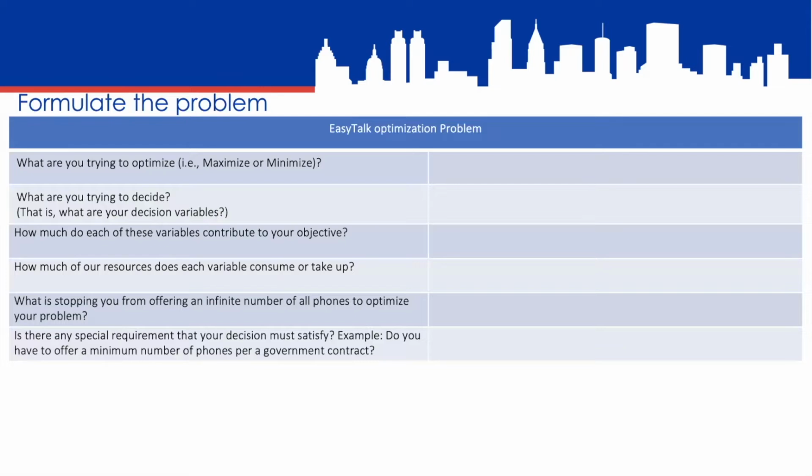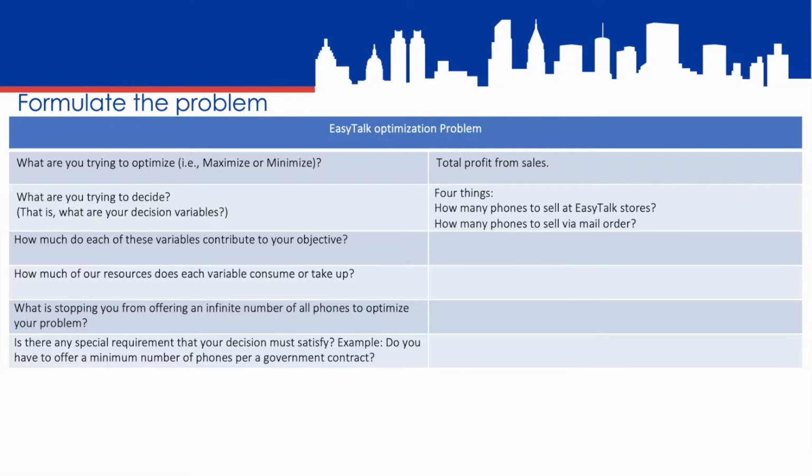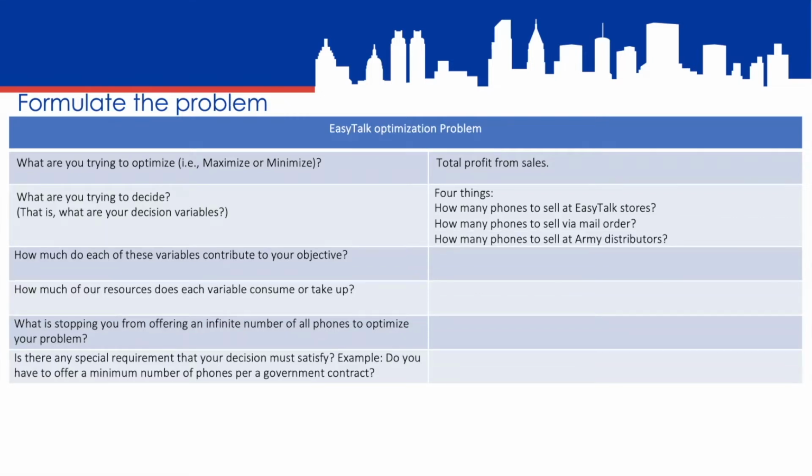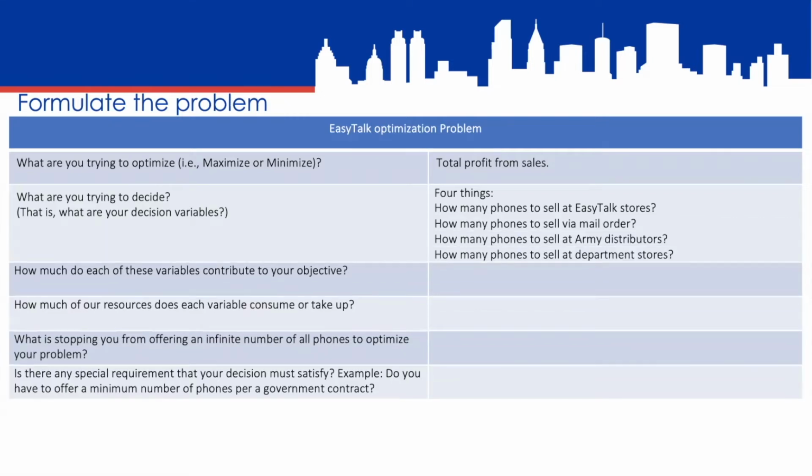Now you want to complete this questionnaire. Some of the questions you have already answered. What are you trying to optimize? And that is total profit from sales. What are you trying to decide? And you've already answered that. Our four decision variables are how many phones to sell at EasyTalk stores, via mail order, at Army distributors, and at department stores.